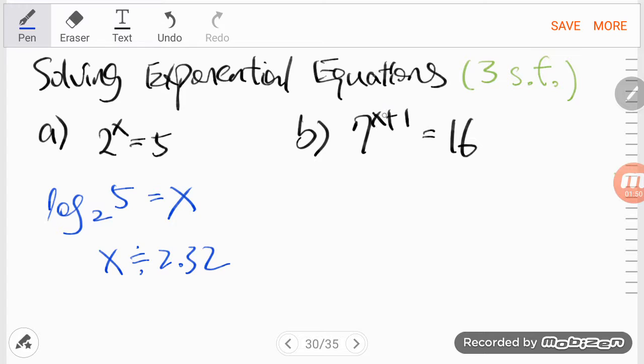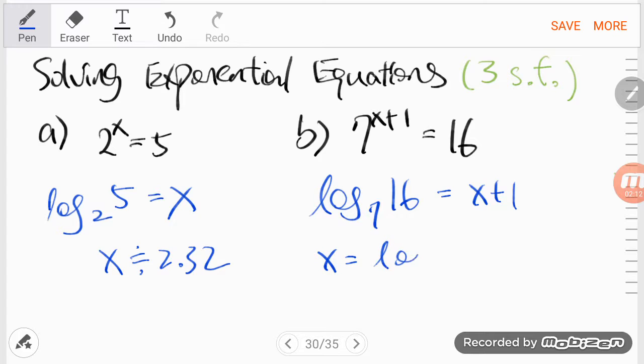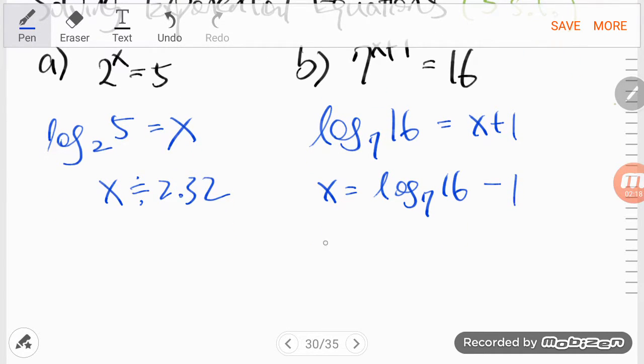Okay, now let's look at part B. 7 to the power of x plus 1 is equal to 16. Similar approach. I'm going to change this to logarithmic form. I'll have log 16 to the base of 7 is equal to x plus 1. So my x is equal to log 16 to the base of 7 minus 1. If I put that in my calculator, my x is going to be approximately 0.425.